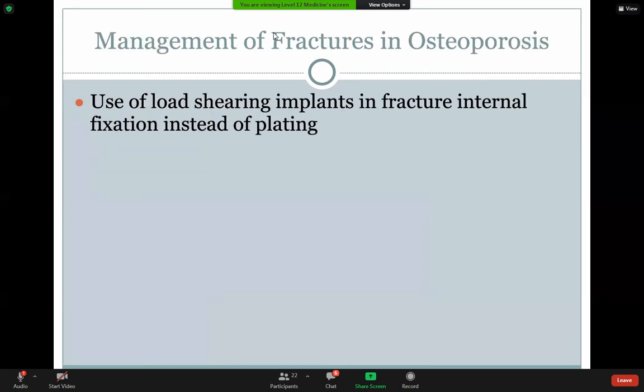We use load-sharing implants. So when we manage fractures in osteoporosis, we want to make sure we use load-sharing implants when we are doing internal fixation instead of plating. Okay, so examples of load-sharing implants are intramedullary nails. So we try to use nails as opposed to plates and screws in patients with osteoporosis as much as possible.